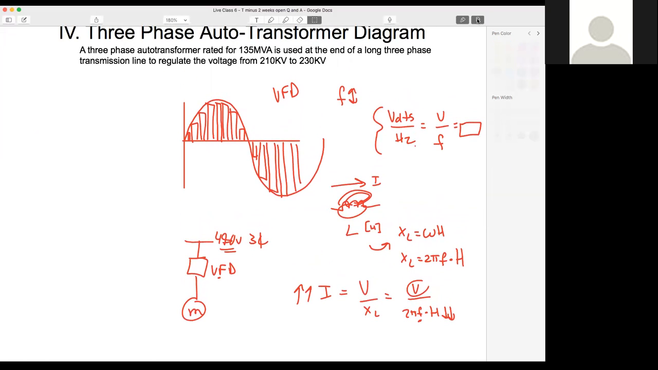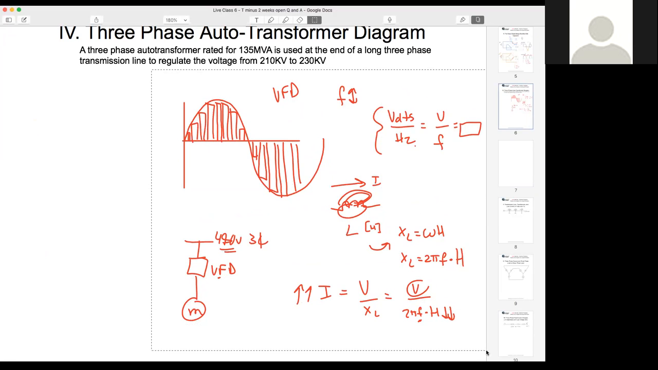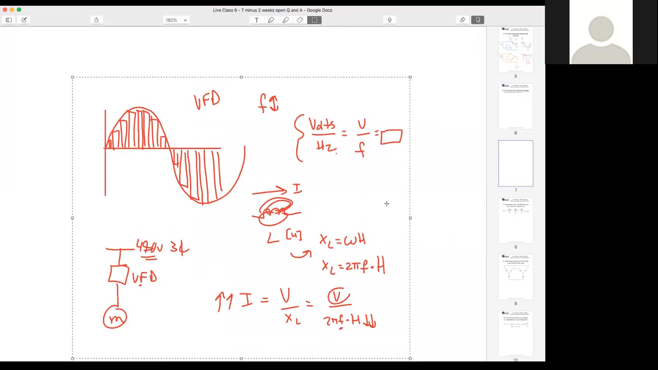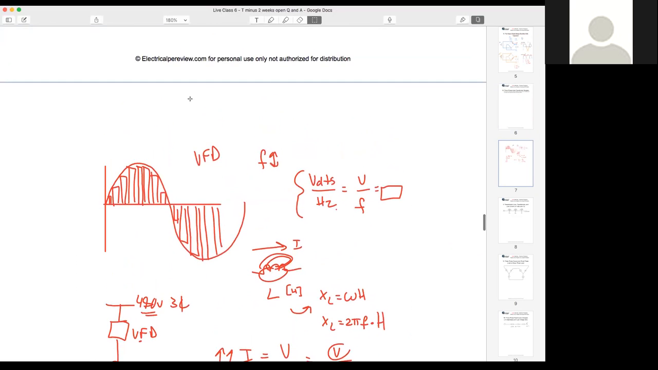All right, I'm actually going to stick that on another page. That way it's there in the notes before we talk about our auto transformers. So let me copy this, and I'm just going to stick it right here. And let's call that volts per hertz. It's actually a great question. I'm glad you asked it.